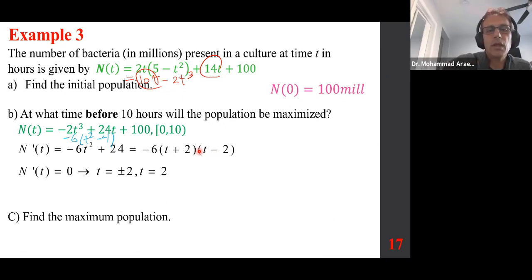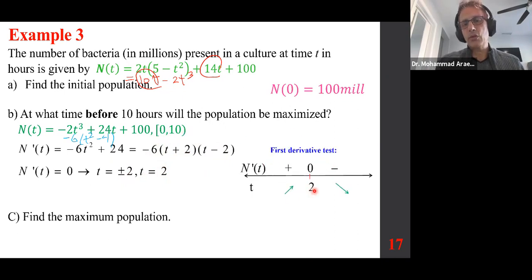So one more time. There are two answers, class. T equals negative 2, t equals positive 2, for many reasons. One reason, t is time; the other one, if you look at the interval, 2 is in the interval and negative 2 is not. If we go with the first derivative test, which is a very simple case, take a look. This is 2, t is 2, and N prime is 0. We really don't go from negative to positive infinity. In essence, we go from 0 to 10 as it's given.